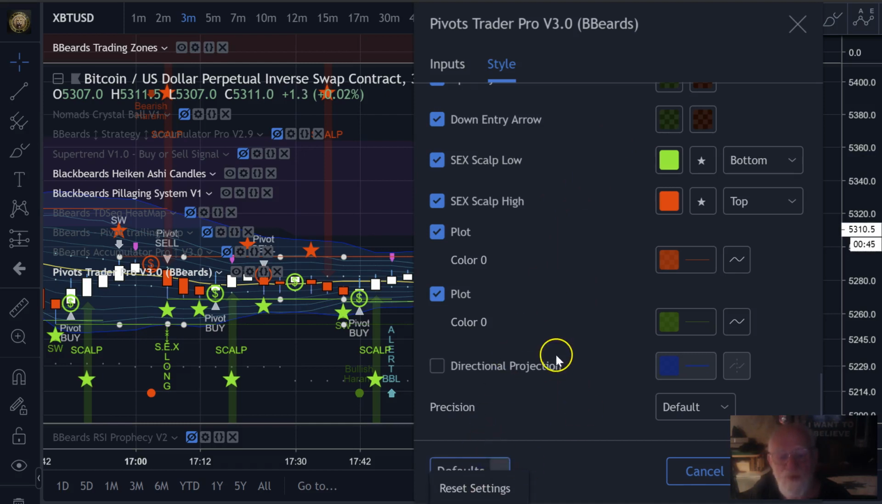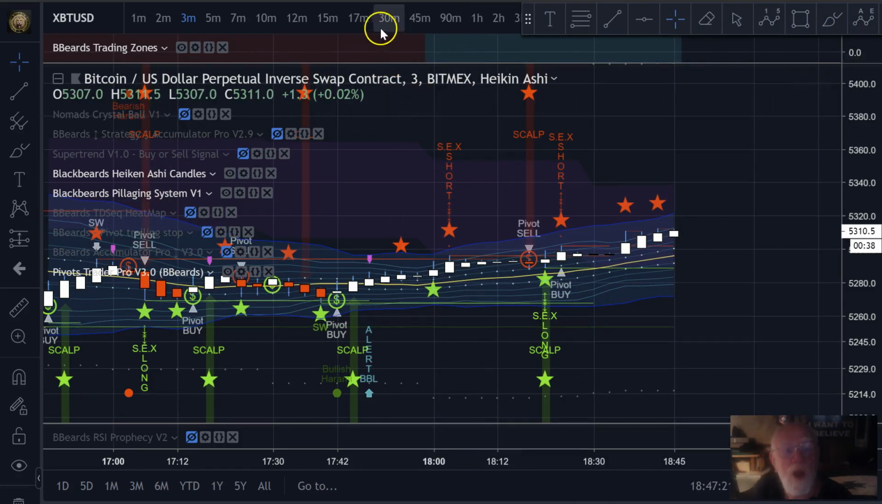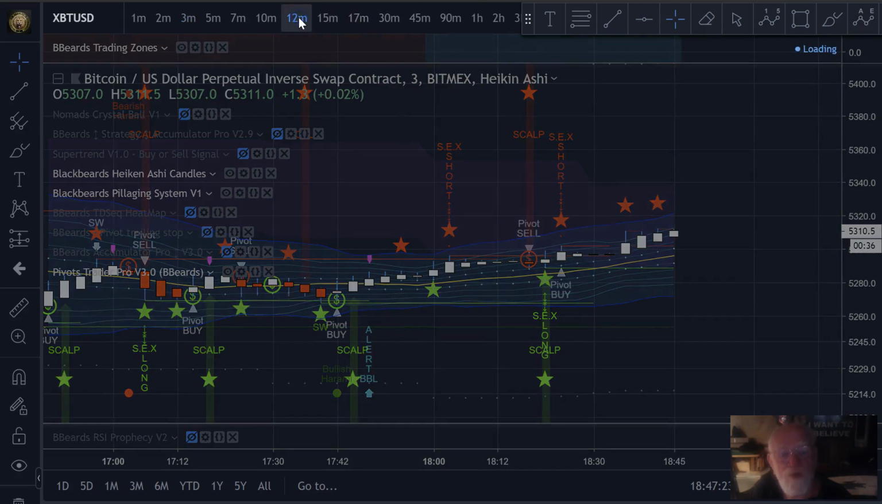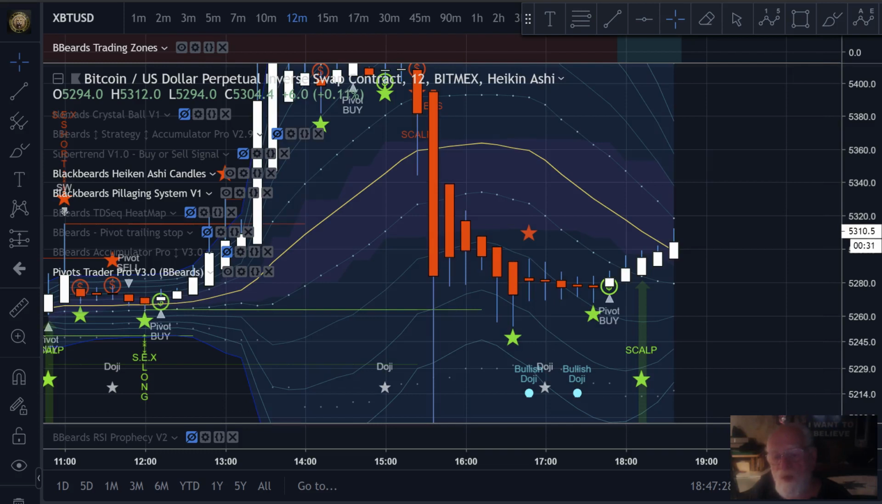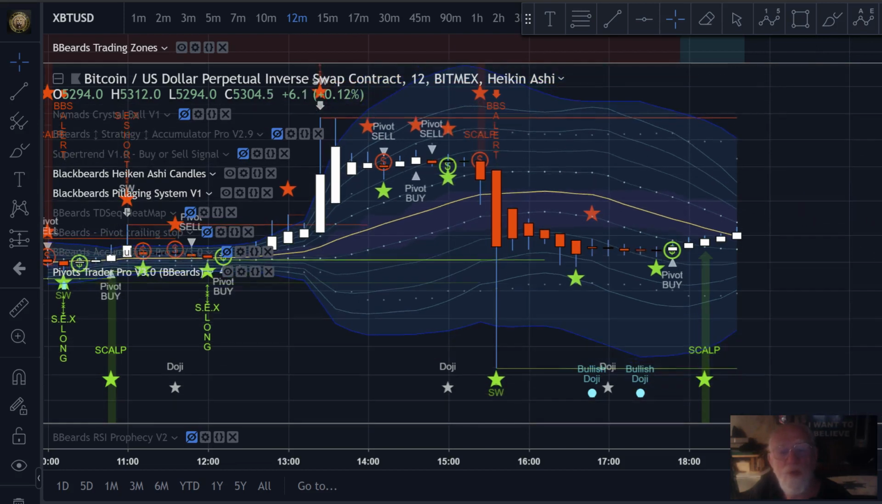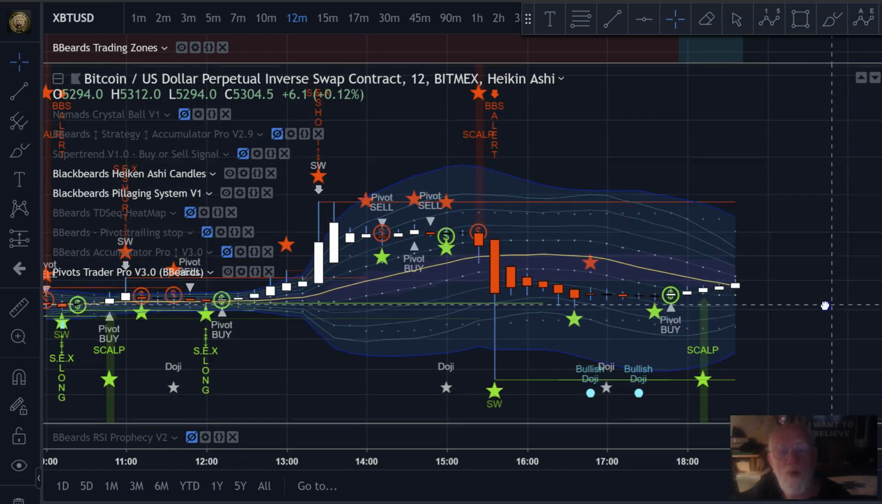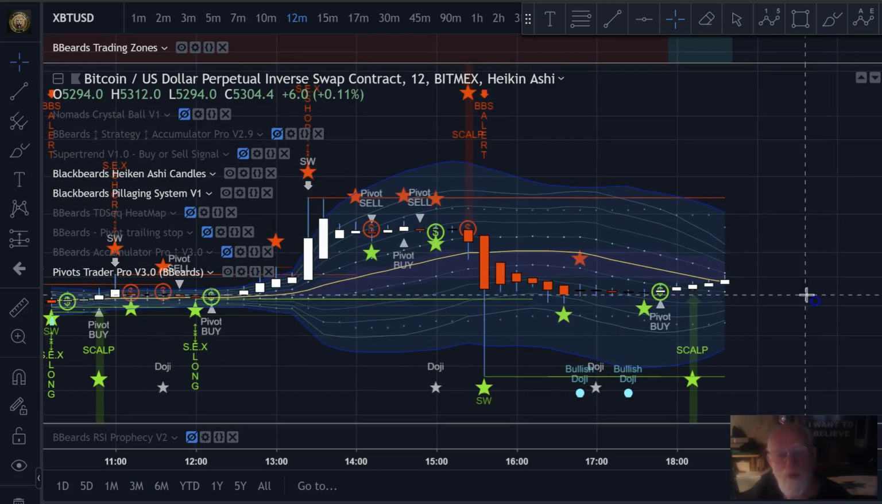Defaults, save as default, and close it. And that's that. Let's go to 12 minutes real quick. I don't know if it'll let me hit automatic or not. Bear with me here for a minute. A couple of you guys were looking for the 12 minute scalper.